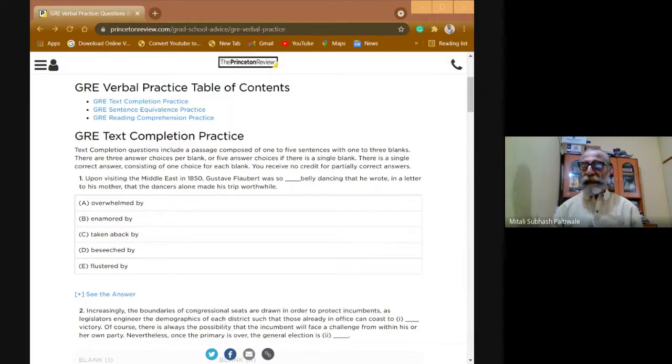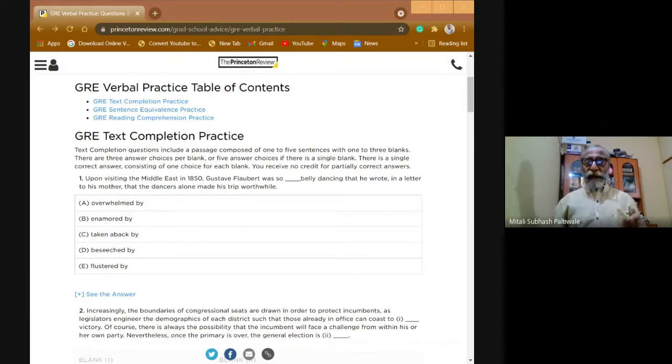But when it comes to multiple blanks, each blank will have a separate set of answer choices: for blank 1, these are the answers; for blank 2, these are the answers; for blank 3, this is the set of answers. So you will have to pick the right answer for the respective blank.